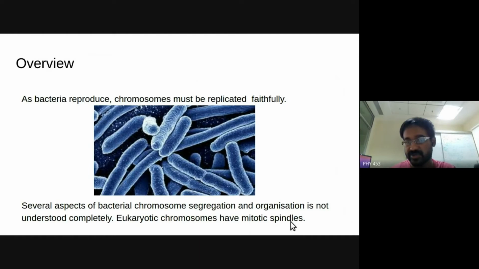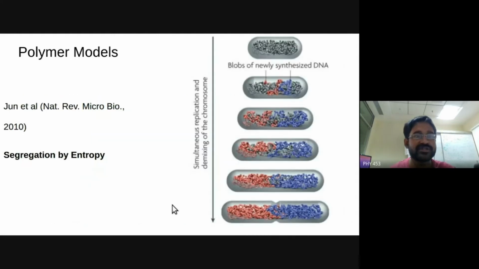Now, in higher order organisms such as eukaryotes, there's already a dedicated machinery for this, which is known as mitotic spindles. However, bacterial chromosomes lack any such dedicated machinery, and especially primitive ones like E. coli lack a dedicated protein based machinery to do this. Therefore, they must rely on entropy to accomplish the segregation of their chromosome. This was first suggested in 2010 by Jun and others.